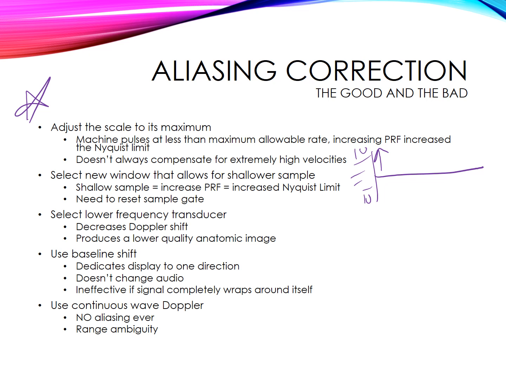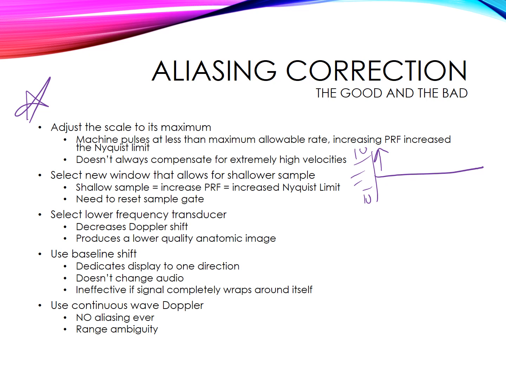The next option is to select a new window that allows for shallower sampling. As we heard on the last slide, when we image more shallow, we can increase our PRF, therefore increase our Nyquist limit. With that though, you're going to need to reset your sample gate and figure out how to insonate the area that you're interested in because you've now changed your window.